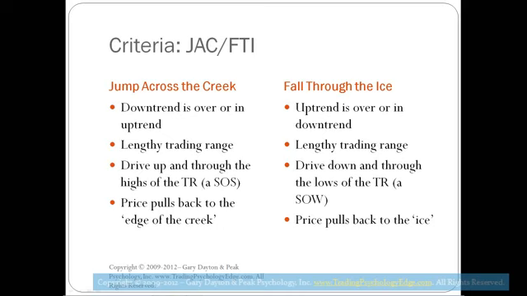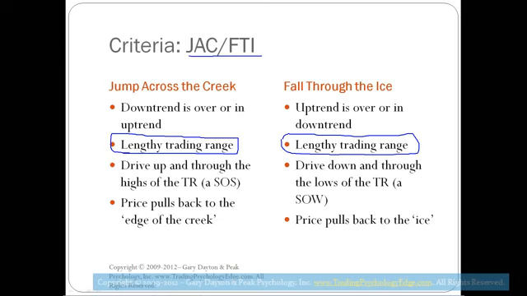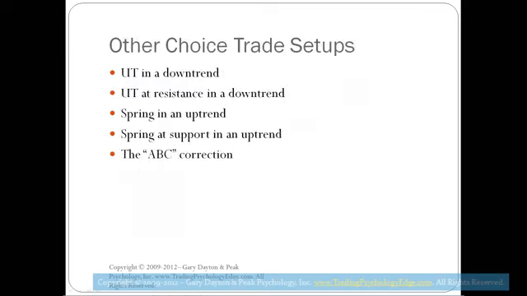The only thing we're adding to this is the lengthy trading range, because that's giving us more cause, if you will, more opportunity for the larger players to pick up inventory. That usually leads to a larger move. The consolidation is the important thing in the jump across the creek and the fall through the ice. The more consolidation we have, we will typically see a bigger move ensue. All right, so that's the criteria. I think that's all pretty straightforward.